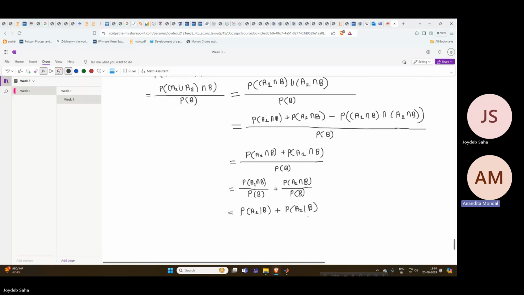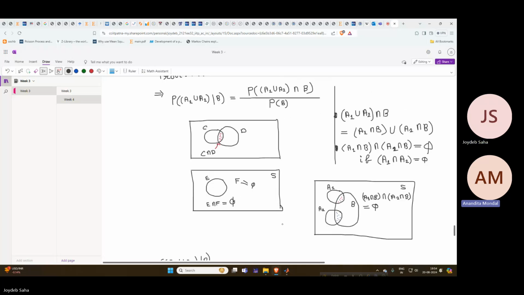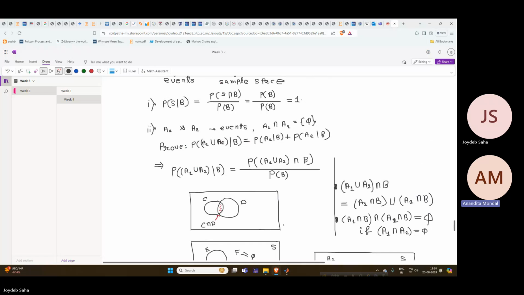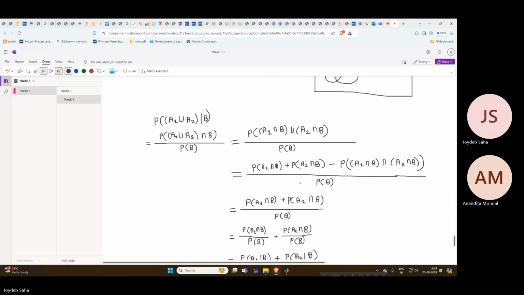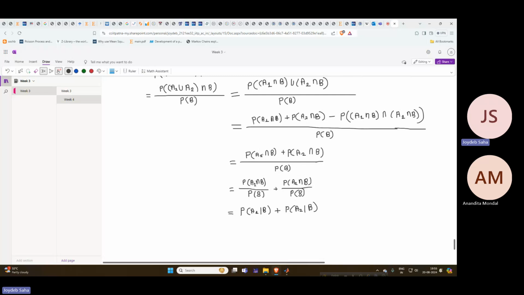Sir, A1 and A2 are mutually exclusive. So can we write directly that probability of A1 intersection B union A2 intersection B is equal to probability A1 intersection B plus probability A2 intersection B? Yes, definitely we can write this directly. It is this only, that probability of A1 intersection B union A2 intersection B is probability of A1 intersection B plus probability of A2 intersection B.